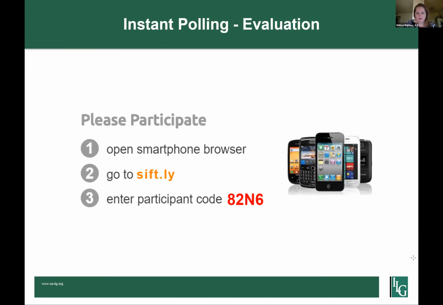Okay, so with that, we are going to do a quick evaluation. We've got about 3 questions for you. We still promise to get you out of here on time, but if you can go back to the Meeting SIFT URL that we used yesterday, you see it on the screen there, sift.ly, and enter that participant code. We have a few questions for you all.